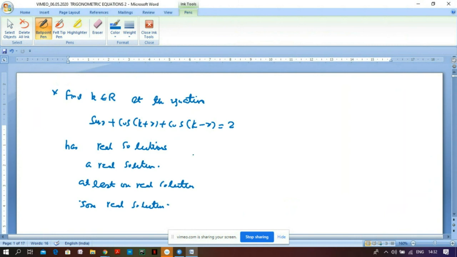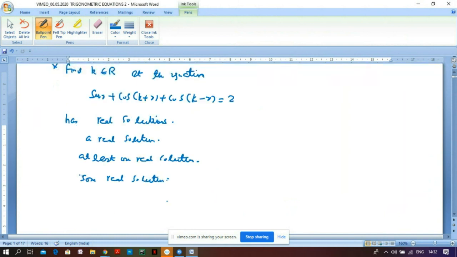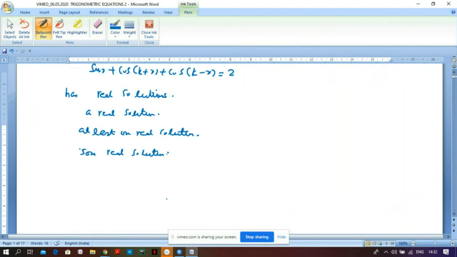It says find all k, where k is a parameter, that belongs to R such that the equation sin x + cos(k + x) + cos(k − x) = 2 has real solutions, or at least one real solution. Now this is a beautiful question combining a parameter and trigonometric functions.